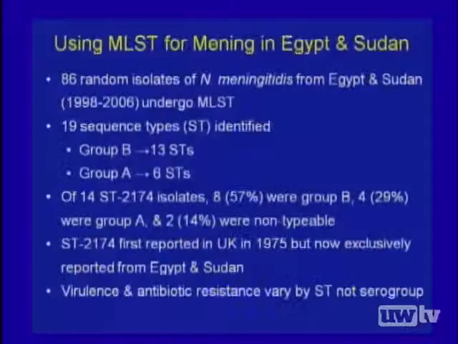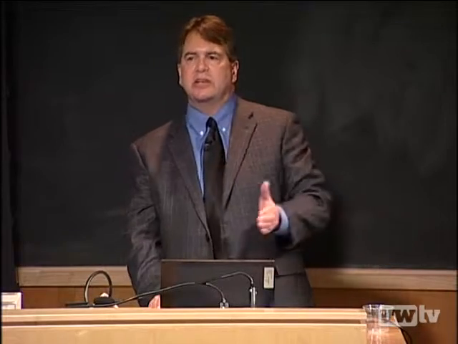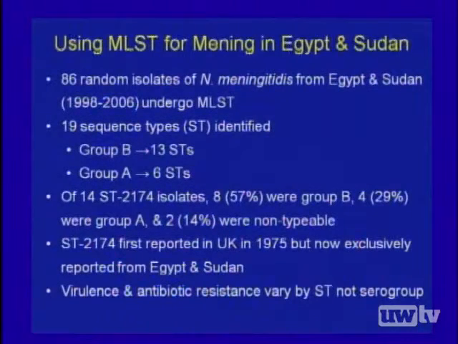Within the group Bs, there were 13 sequence types circulating during this period, and within the group As, 6. But the interesting thing is that of sequence type 2174, 8 were group B, 4 were group A, and 2 were non-typable. Those occurrences were not isolated events. In fact, you can demonstrate this all over the world: within any particular sequence type, clones of each other can often have different polysaccharide coats.